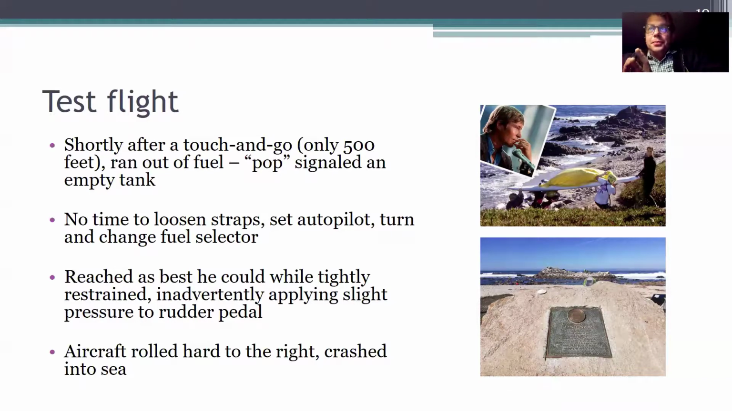And so, according to the reports, John Denver reached as best he could. He was tightly restrained. He didn't have time to wiggle out of his restraints. Reaching for that control behind the left shoulder, he got it or he didn't, we're not sure, but ultimately he could not regain control of the aircraft, and it rolled hard to the right and crashed into the sea. And we now have the John Denver Memorial plaque at the spot where he passed away. So very tragic, but very much a controls and displays based problem.